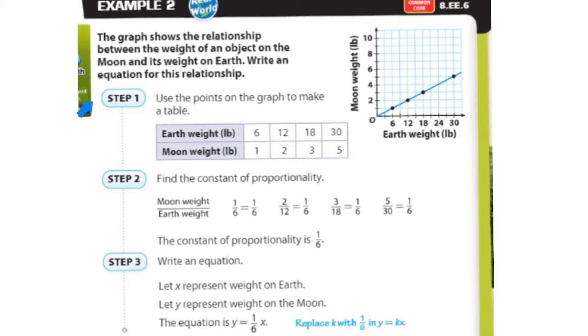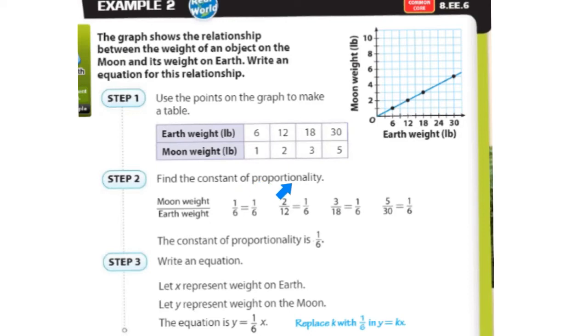Okay, and here's example 2. This is a graph that shows the weight of an object on Earth and the weight of an object on the moon. Here you have, this is your x-axis, and this first number is always x. So you have the Earth as your x and the moon as your y. The y-axis is always vertical, x-axis is always horizontal.